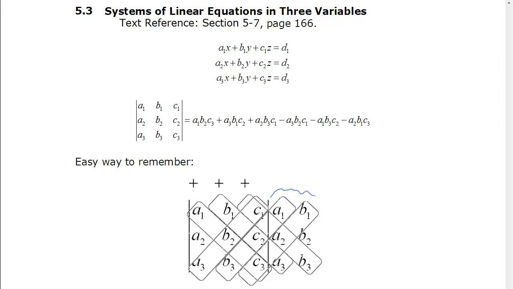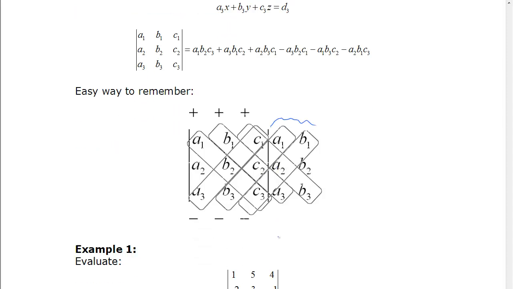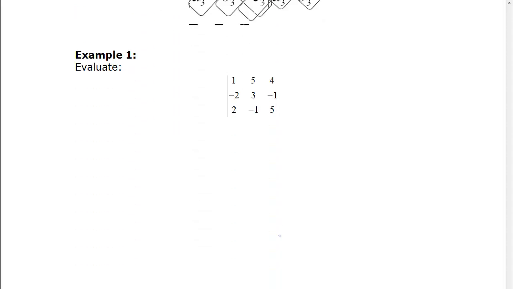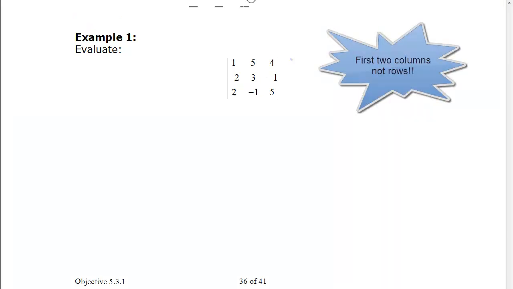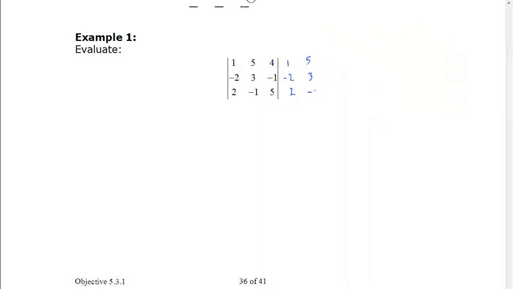So you're going to see I'm going to work one of these out by hand, and then I'm going to show you how to do the rest on the graphing calculator, because if you do have that tool, it is so much faster to do. So we need to find this determinant. Doing this by hand, the first thing we need to do is write those first two rows over again. So 1, -2, 2, 5, 3, and -1. And then we connect our diagonals.